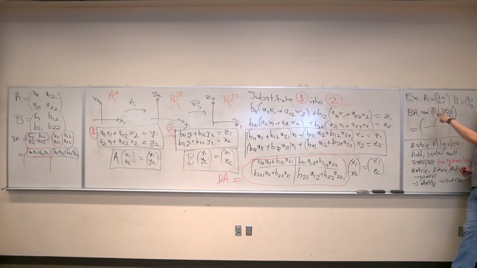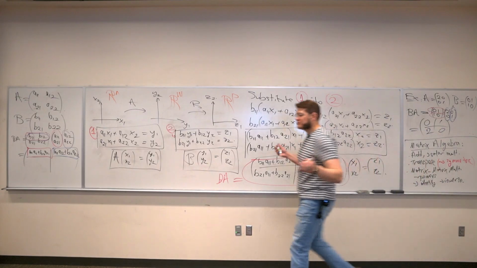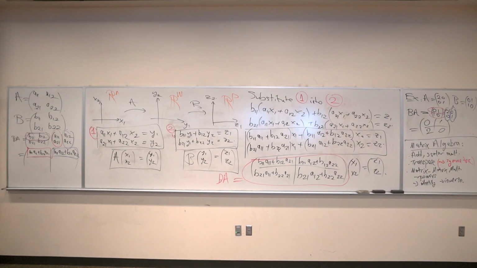0 times 2 is 0, plus 1 times 0 is 0. Okay? Here, I need to take the first row, second column. 0 times 0 is 0, 1 times 1 is 1. Okay? Here, second row, first column. 1 times 2 is 2, 0 times 0 is 0. And this is 0 also. Make sense? I don't care if your matrices are 5 billion times 10 billion, okay? This is always the rule.